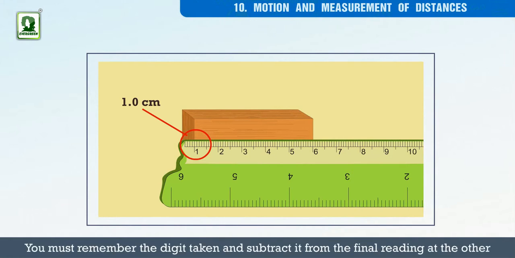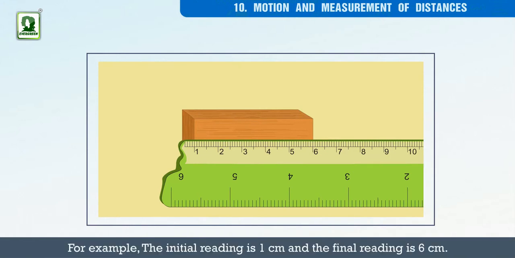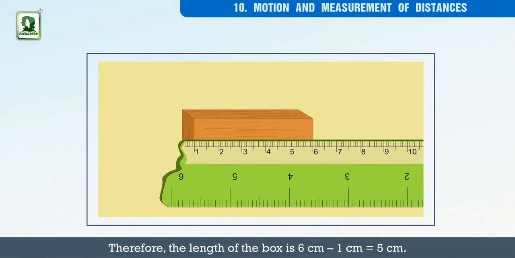You must remember the digit taken and subtract it from the final reading at the other end to get an accurate measurement of the length. For example, the initial reading is 1 centimeter and the final reading is 6 centimeter. Therefore, the length of the box is 6 centimeter minus 1 centimeter is equal to 5 centimeter.